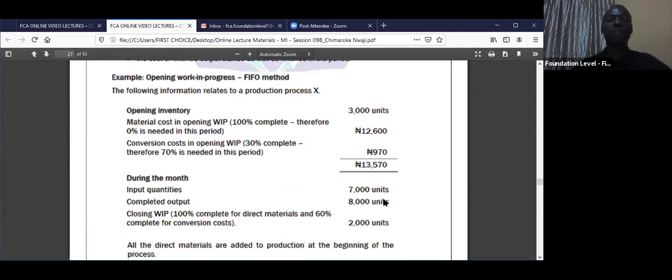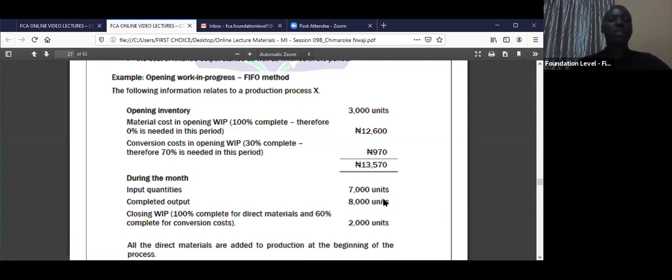Look at this same example. This is 3,000 opening work in progress, 100% complete in material. Therefore, 0% is needed in the period. All material has been completed, right? Conversion cost in the work in progress is 30% complete. Therefore, 70% will be needed in the period. Okay?